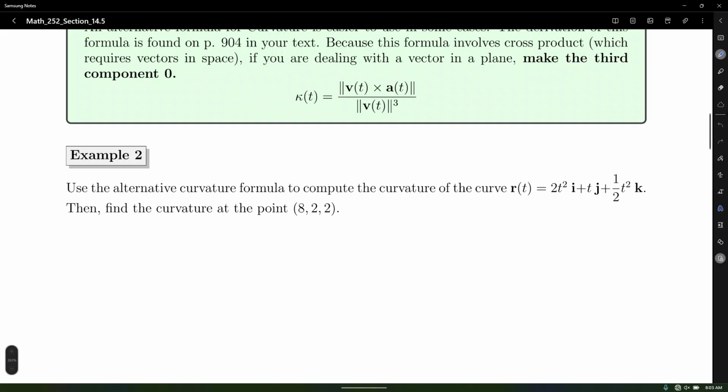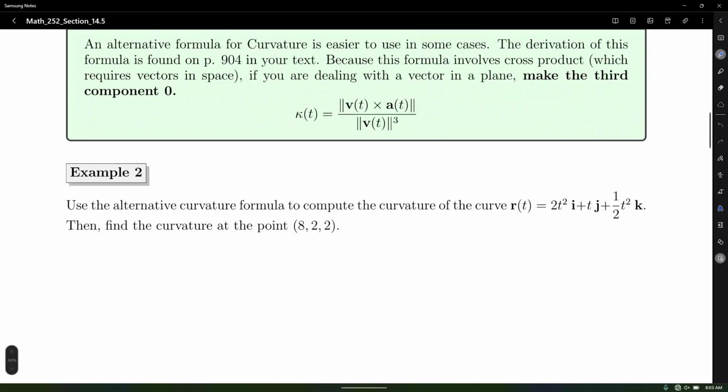All right, so let's review the alternative formula for curvature. What do we need? The magnitude of V cross A, divided by the cube of the magnitude of v of t, that is the velocity vector. So let's have a look at that example.